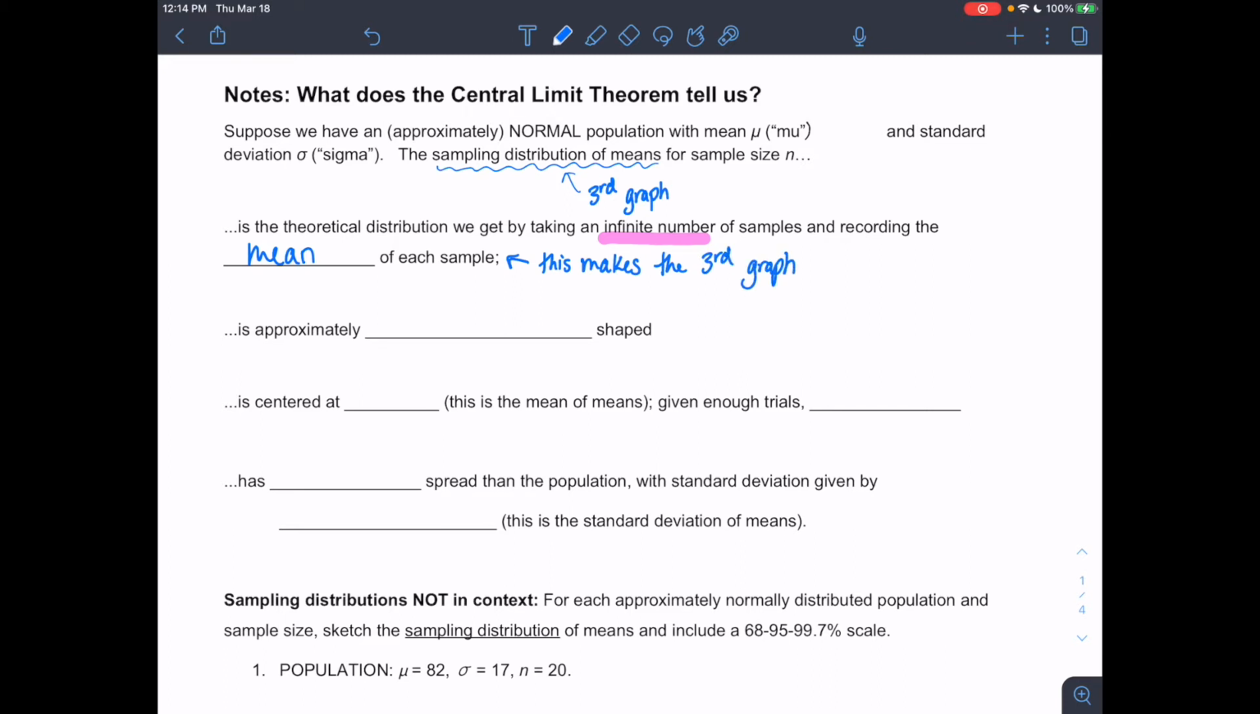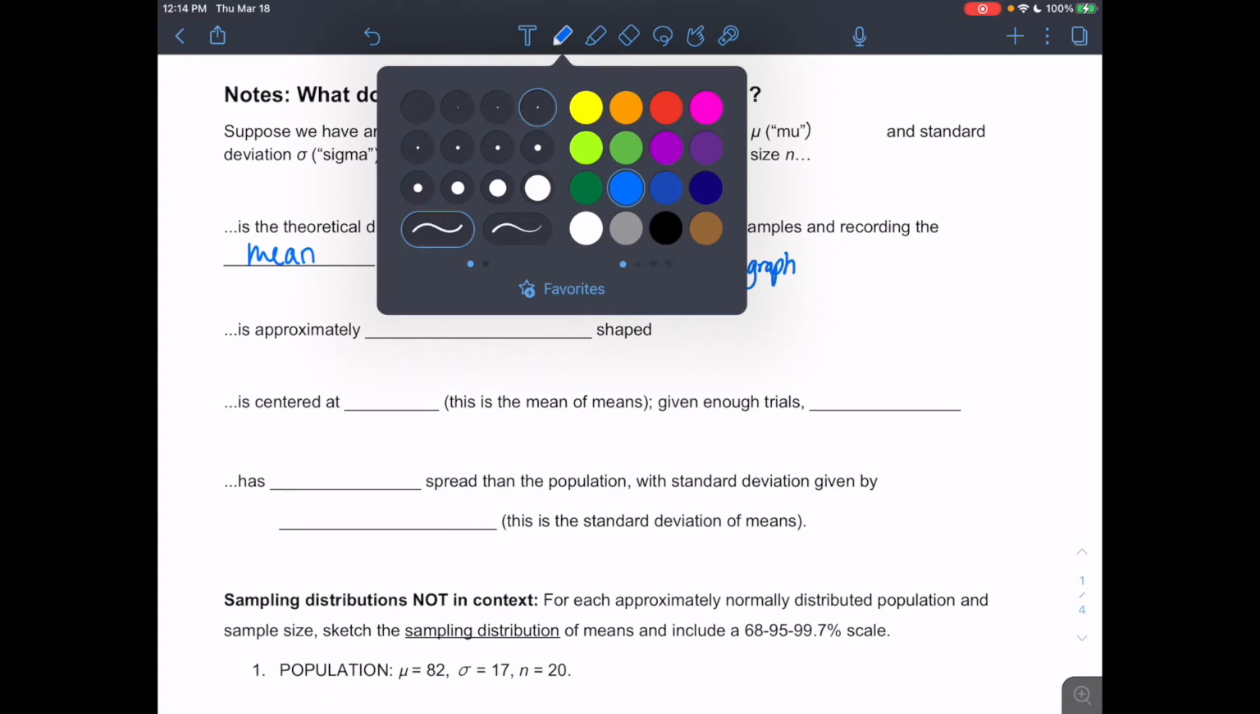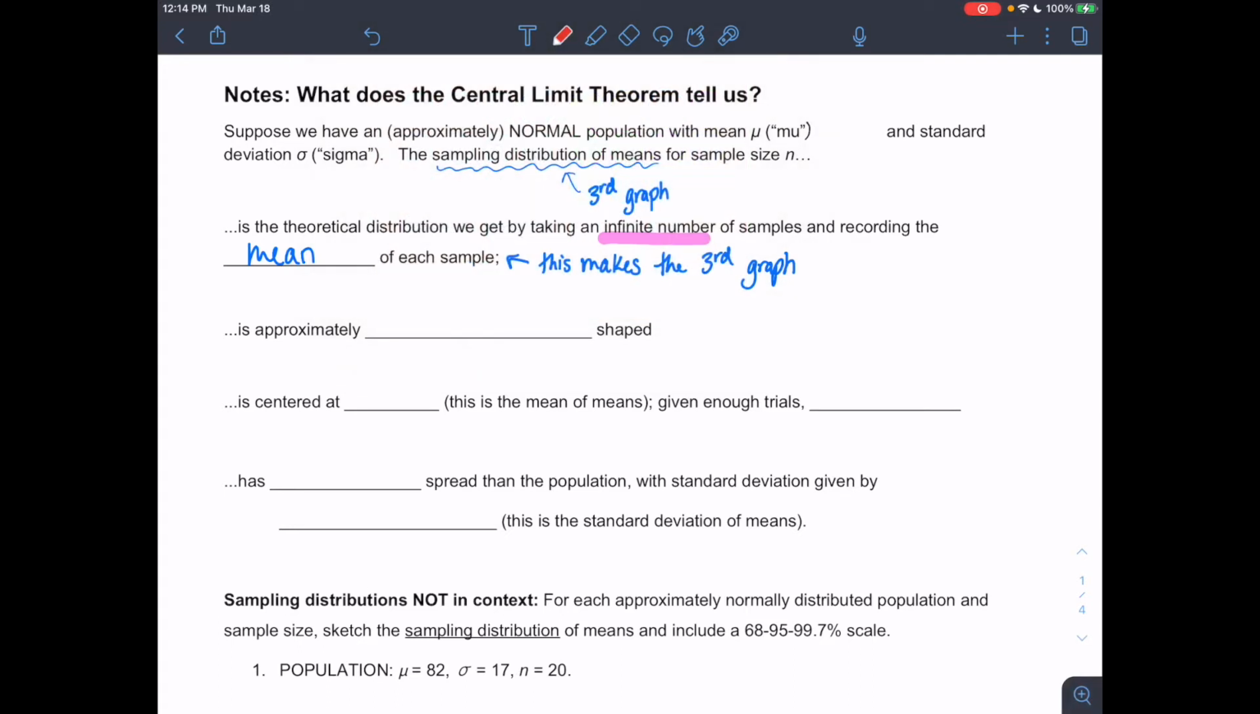And what we noticed about that blue third graph is that it was approximately normal shaped. Approximately, it wasn't always perfect, but it was approximately normal shaped if we had done enough samples. At 5, it probably wasn't great, but by 10,000, it looked much better. We also found that if you looked at the gray graph's data and at the blue graph's data, both had the same mean.